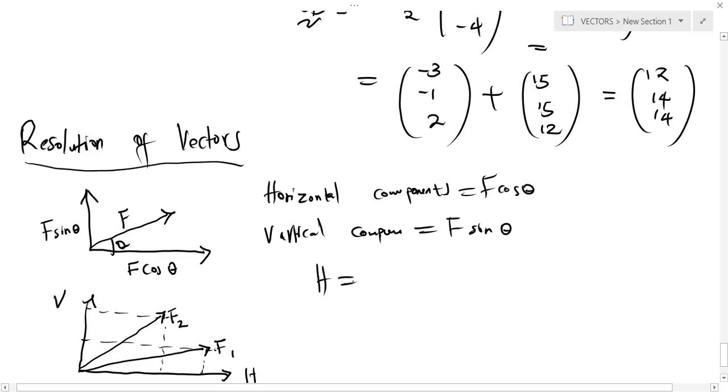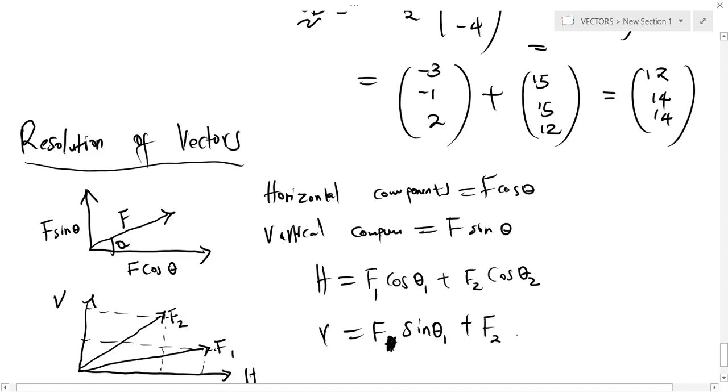If we are to resolve this into horizontal and vertical components, the horizontal component is given by F cos theta. But now we have F1 cos theta 1 plus F2 cos theta 2, because we no longer have just one vector, we have two. And the vertical component will be given by F1 sine theta 1 plus F2 sine theta 2.